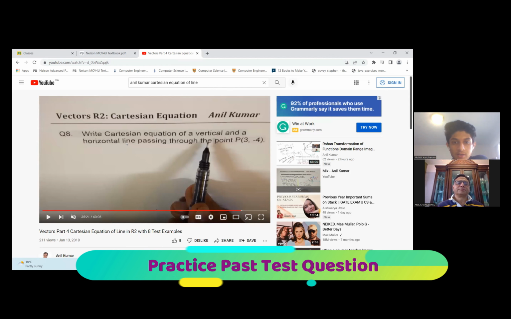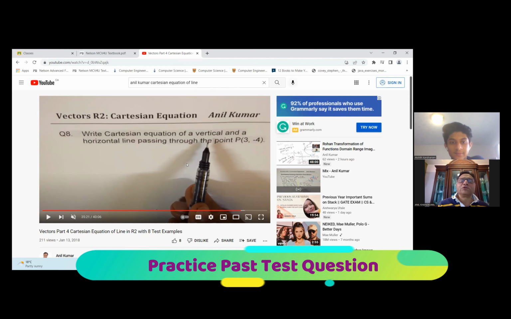Write the Cartesian equation of a vertical and a horizontal line passing through the point P. How will you do this? Right, sir. So the equation of a vertical line is just x equals 3 in this case, right? And then for the horizontal, y equals the given value. Yeah, that's correct. Your answer is correct.